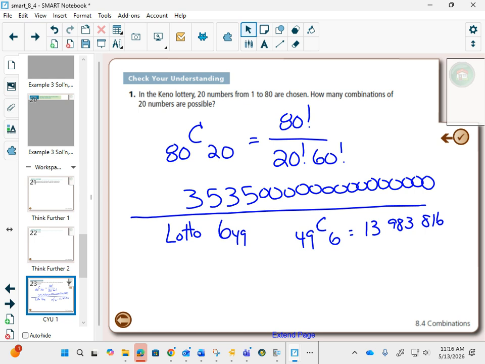So if you want to win the lottery, you can. It is possible. Questions to circle 4, 5, and 7.